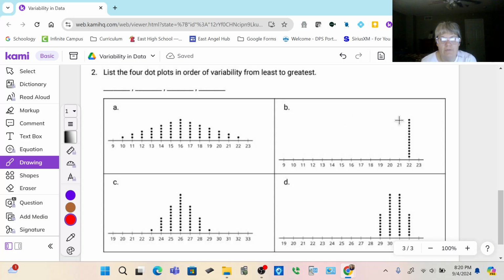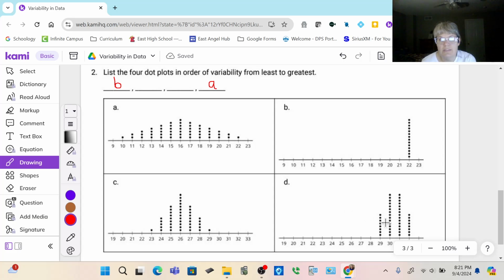The one that's going to have the least is going to be B, because all of the values are the same, and we would say that this has a standard deviation or even a MAD of 0. So B has the least variability. The one that is spread the most is A. Our center is here at 16, but you notice it goes out quite a bit further on either side of that. So A is going to have the greatest variability.